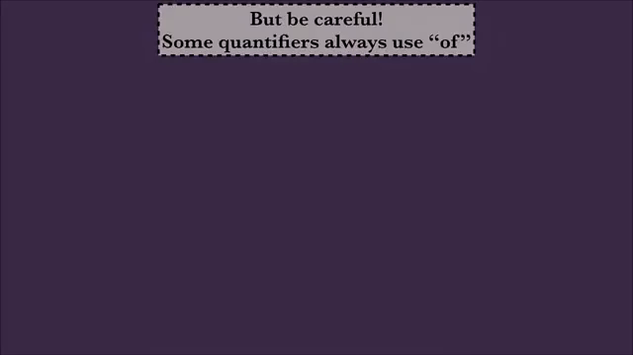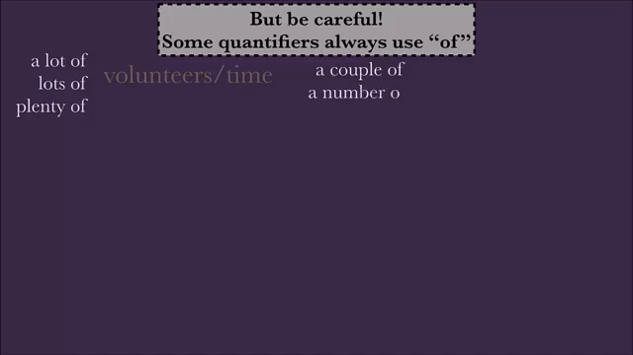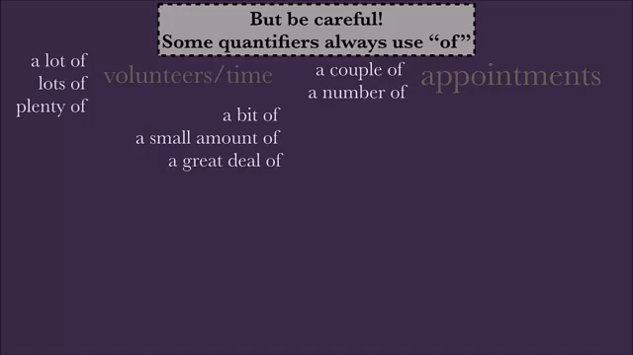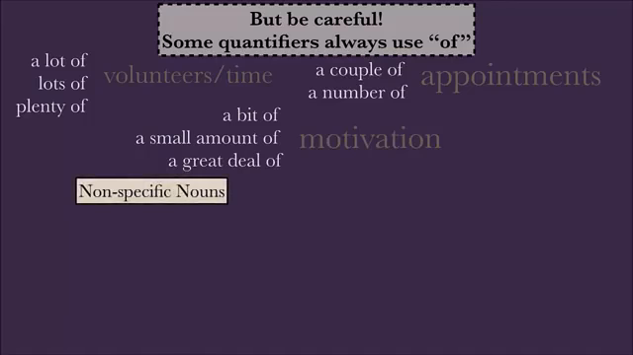Okay, but you need to be careful because some quantifiers always use of. These are set phrases such as a lot of, lots of, and plenty of, which can be used with both count nouns and non-count nouns. A couple of and a number of, which can be used with only count nouns. A bit of, a small amount of, and a great deal of, which can be used with only non-count nouns. These phrases can be used with non-specific nouns or with specific nouns following a determiner.